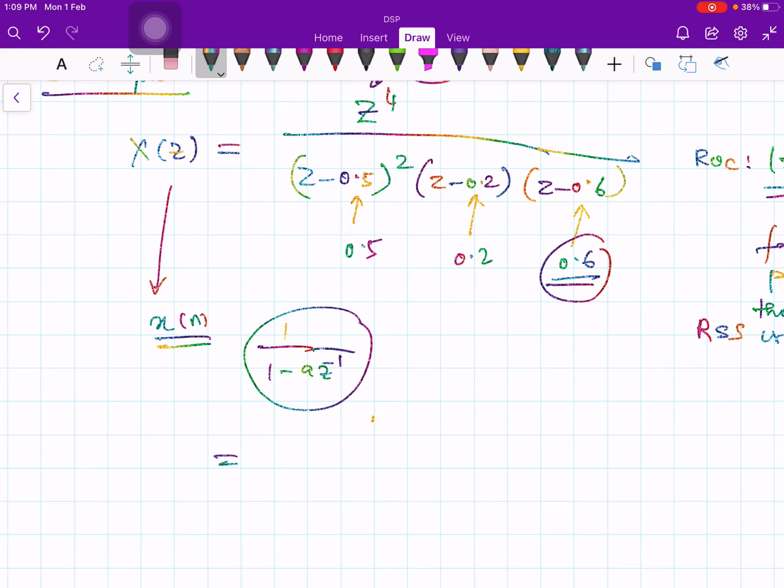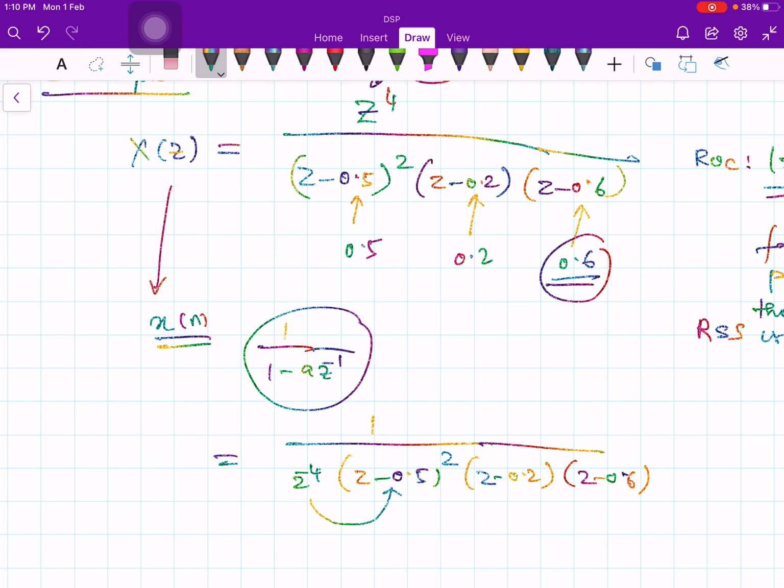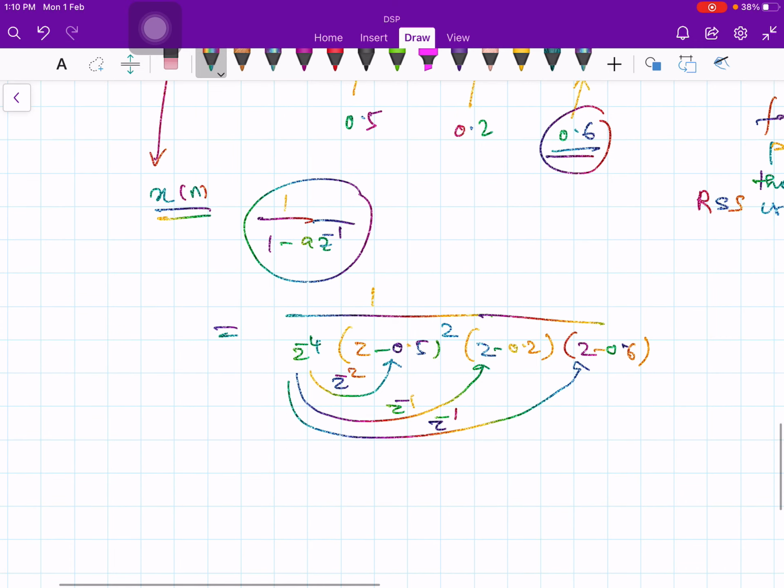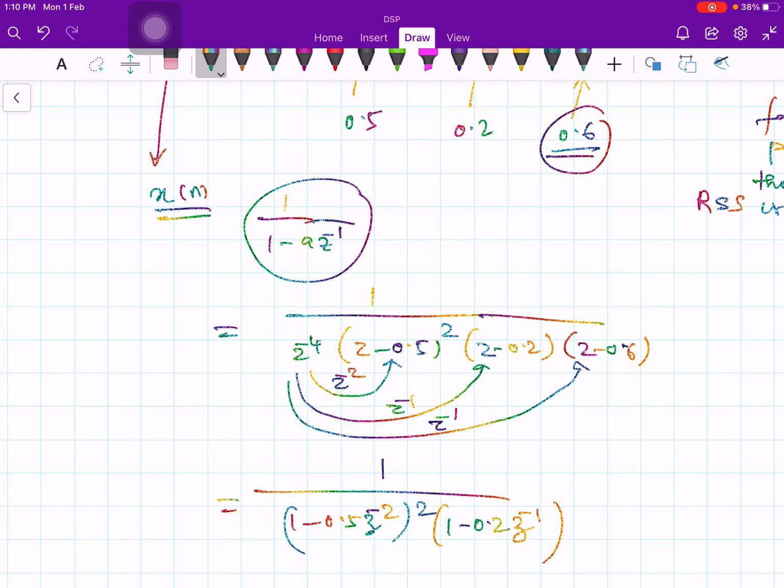So the numerator becomes 1, the denominator becomes z to the minus 4 multiplied by z minus 0.5 whole squared, z minus 0.2 times z minus 0.6. You take z to the minus 2 here, z to the minus 1 here, z to the minus 1 here, therefore z to the minus 4. So this becomes 1 minus 0.5 z to the minus 1 whole squared, 1 minus 0.2 z to the minus 1, 1 minus 0.6 z to the minus 1, that's it.